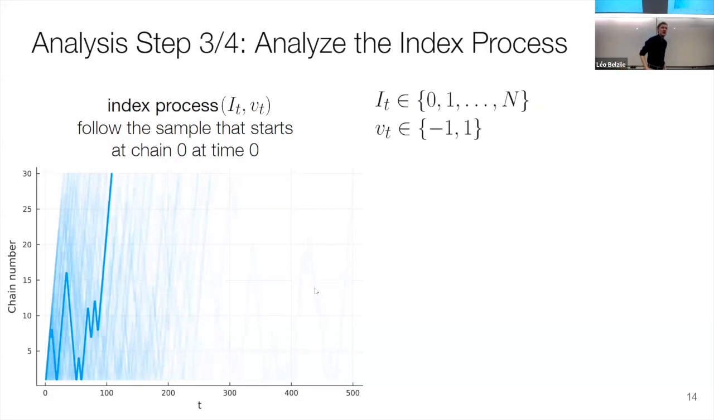Mathematically, IT is the index process. It's between 0 and n on the integers. VT is its velocity. So it starts in the upward direction 1, and maybe sometimes it can go down, can bounce, -1.